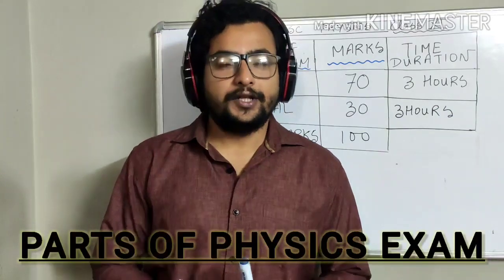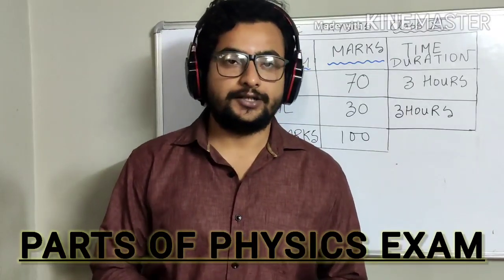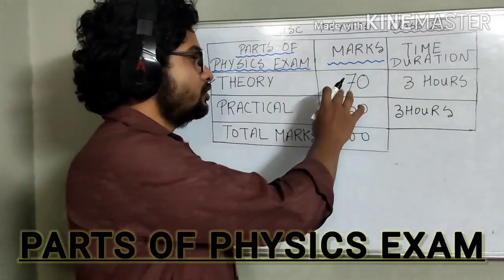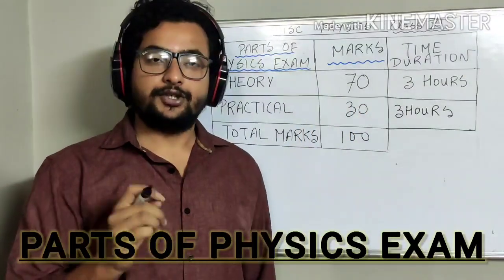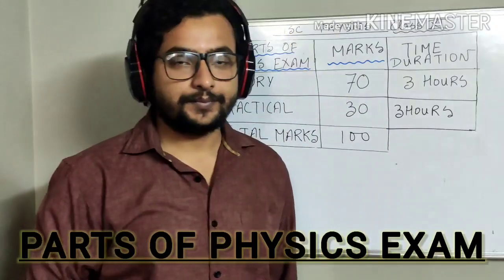First, let me tell you what are the parts of the physics exam. The physics exam will be taken in two parts. The first part will be the theory portion. It will be out of 70 marks and the students will get a time duration of 3 hours.